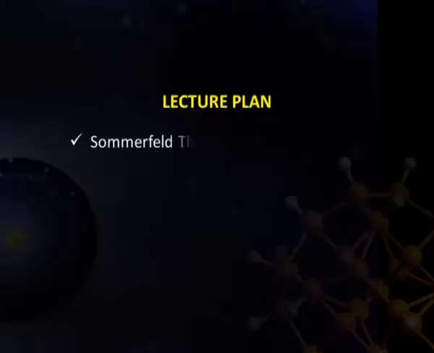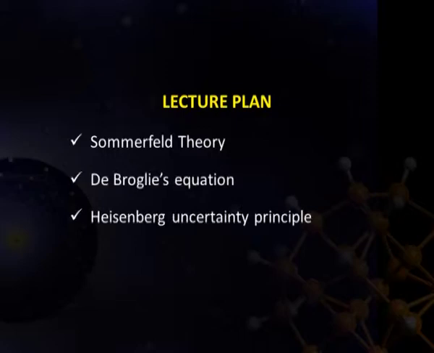Today I will discuss the Sommerfeld theory, de Broglie's equation, Heisenberg uncertainty principle and Schrödinger wave equation. As you know, there are so many theories and equations to understand for the complete structure of the atom. These theories and equations will be very helpful for understanding the atomic structure of the element.